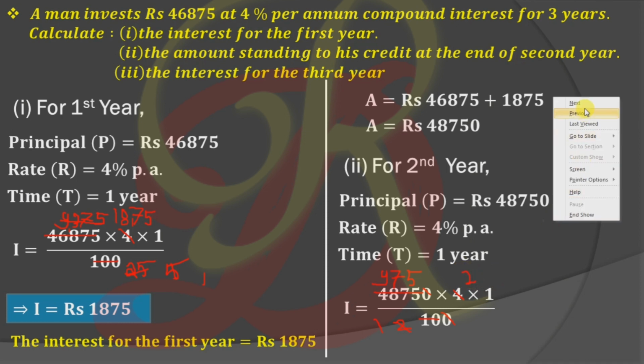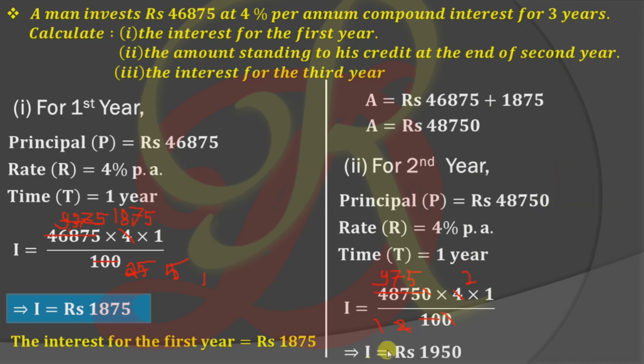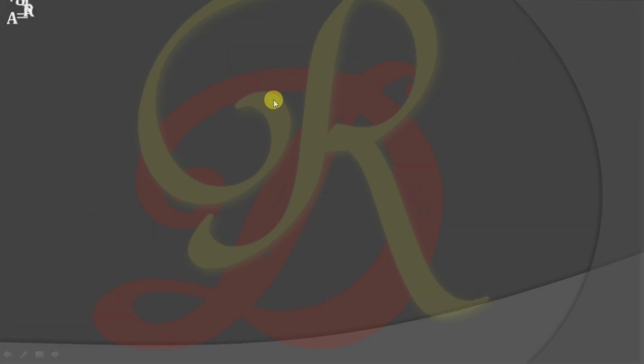So interest for the second year is equals to 2 5s are 10, 1 2 7s are 14 plus 1 is 15, 2 9s are 18, 18 plus 1 is 19. That is rupees 1,950. So interest for second year is 1,950, but I need to calculate amount for the second year.